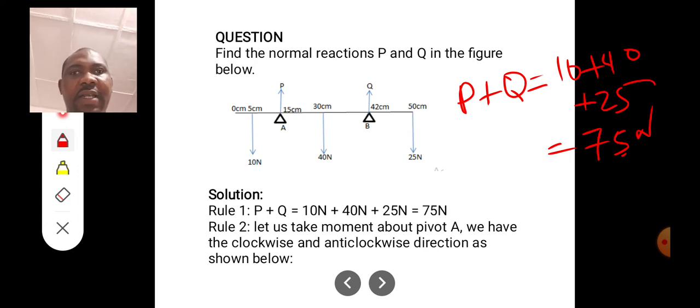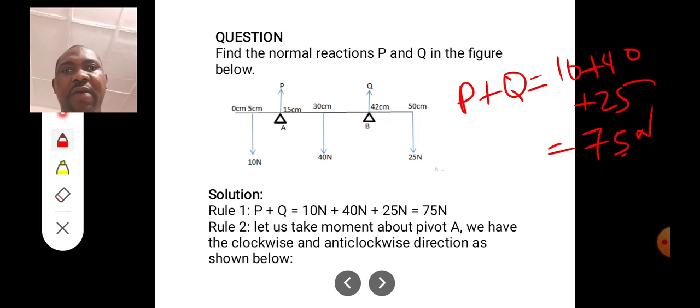Now the second law can help us to find that. Here we are going to take moments about one of the pivots, because for moments you must make a point of reference. We have two references here, A and B. So we are going to work with reference A.